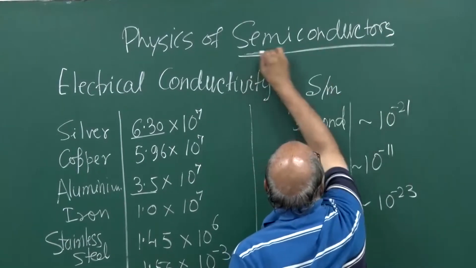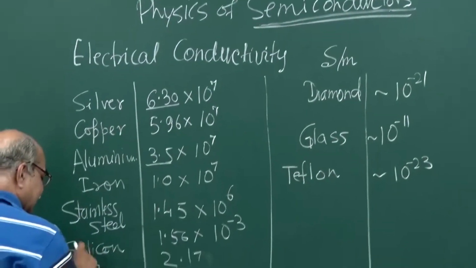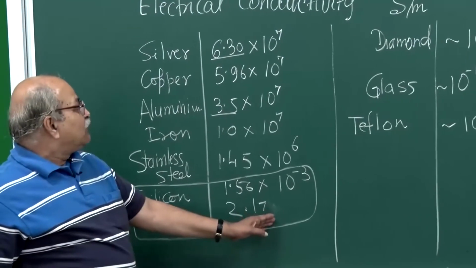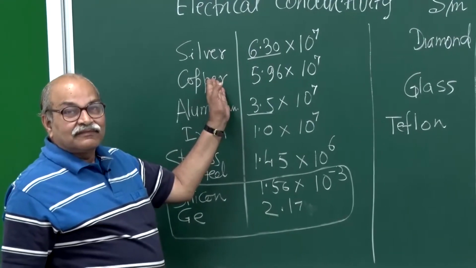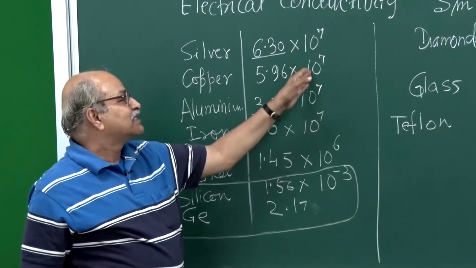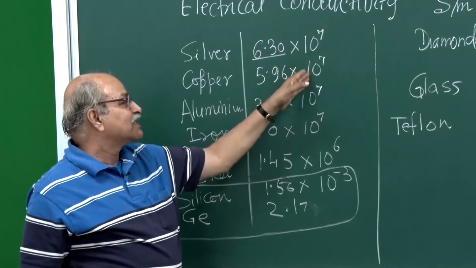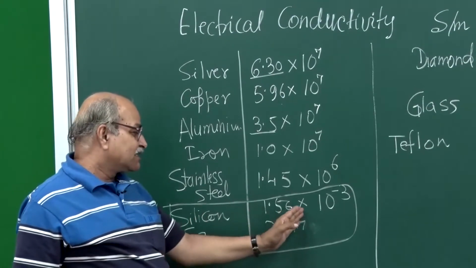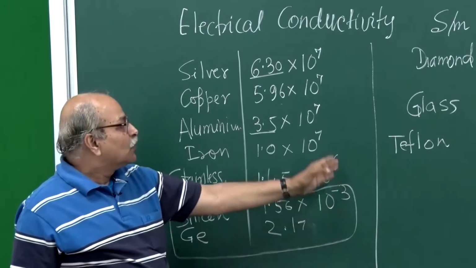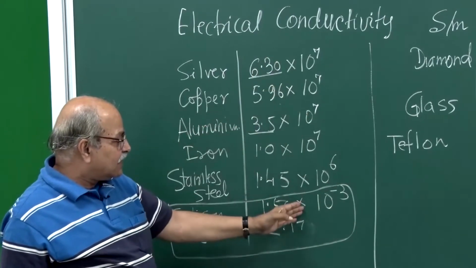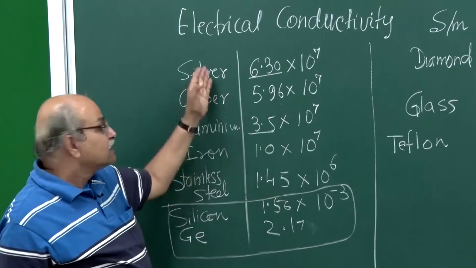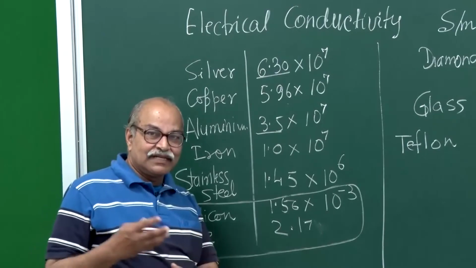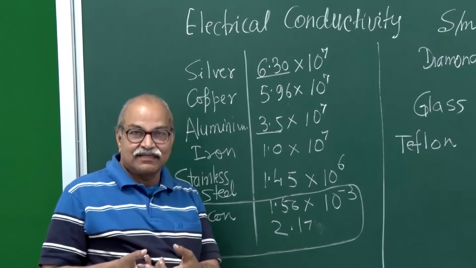And the semiconductors, we are here, in this range. You can see if you compare with copper, copper conductivity is 5.96 into 10 power 7, and silicon conductivity is 1.56 into 10 power minus 3. So almost 10 to the power 11 times smaller than silver. So this is silicon. Most of our course will take silicon as the model semiconductor.